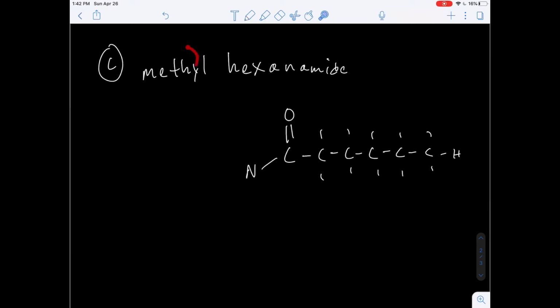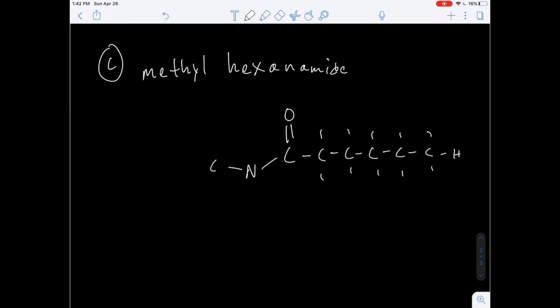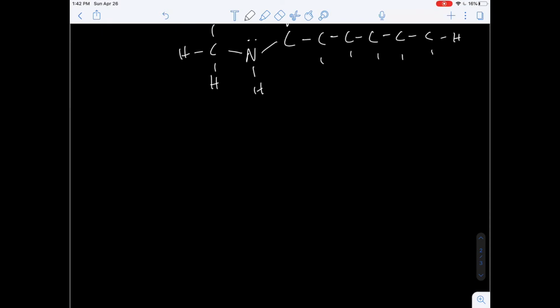And then this methyl group is a substituent that's coming off of the N. So I'll just say, whoops, CH3 over here. And remember, this needs 1 more H. Nitrogen always has 3 bonds to it, plus the lone pair to give it its full octet. Finally, D.